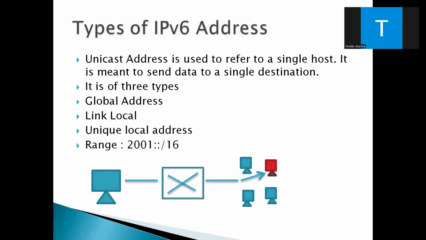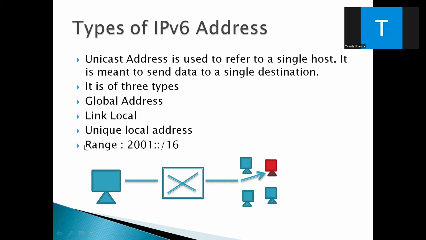Types of IPv6 address. We have three types of IPv6 address: unicast, multicast, anycast. Unicast also has three types: global address, link local address, unique local address. Okay, then we proceed with our unicast address. A unicast address is used to refer to a single host. It is meant to send data to a single destination. It is of three types: global address, link local address, unique local address.